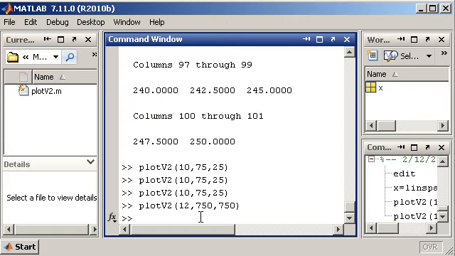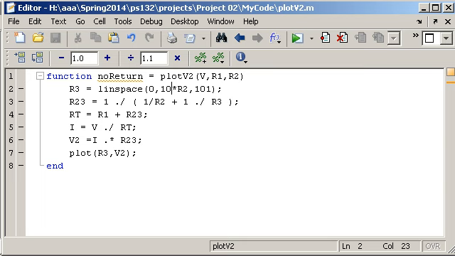So I have tested it in a couple of cases. So I've programmed it up, tested it in a couple of cases. I still have to do the documentation. We'll save that for video 3. This ends video number 2, the coding up of the MATLAB function for project number 2.